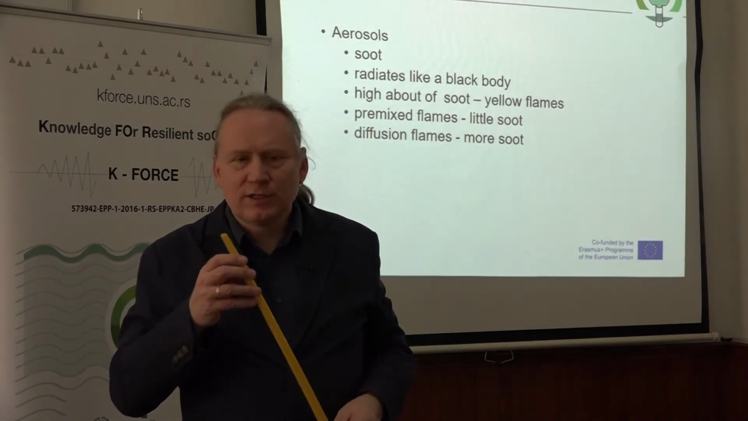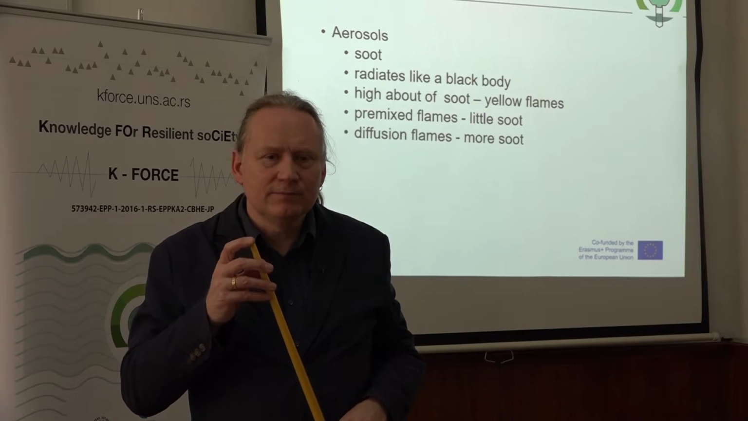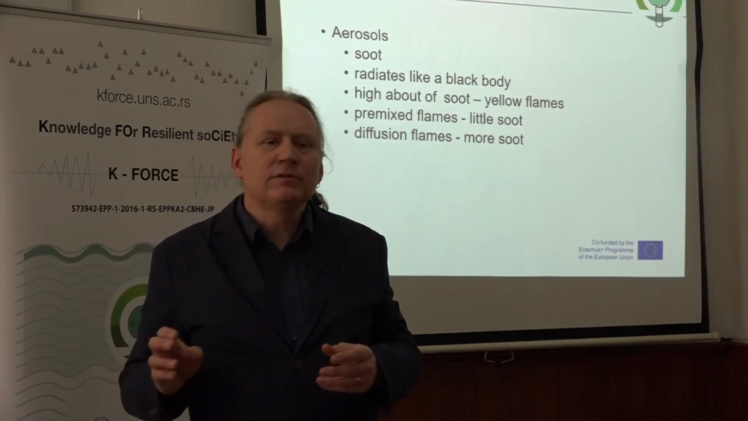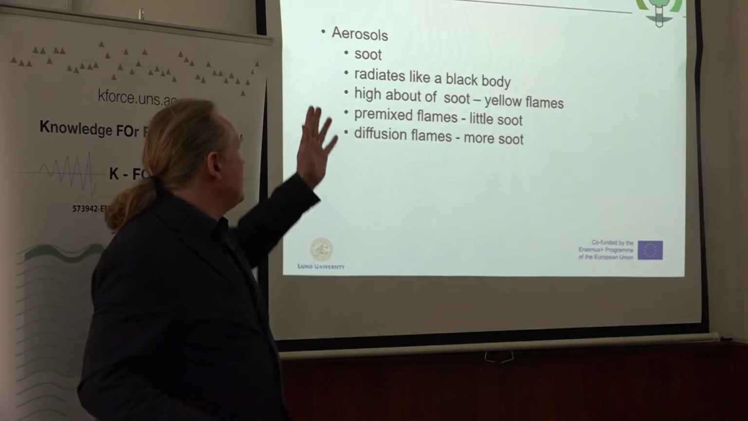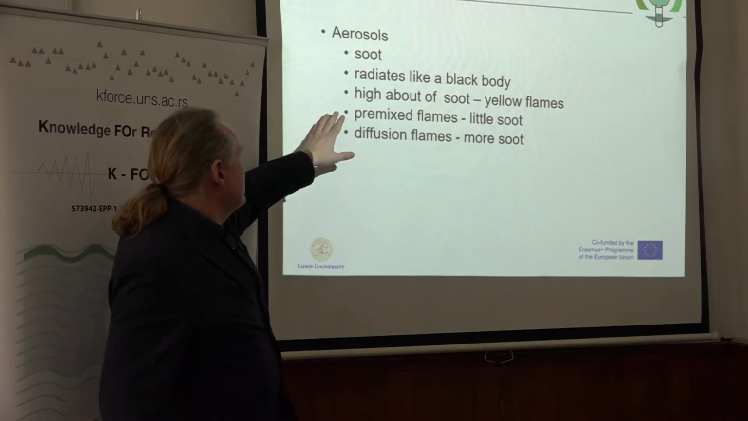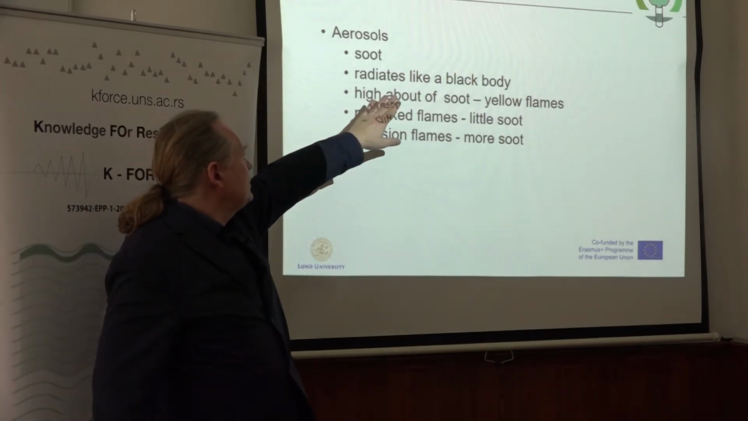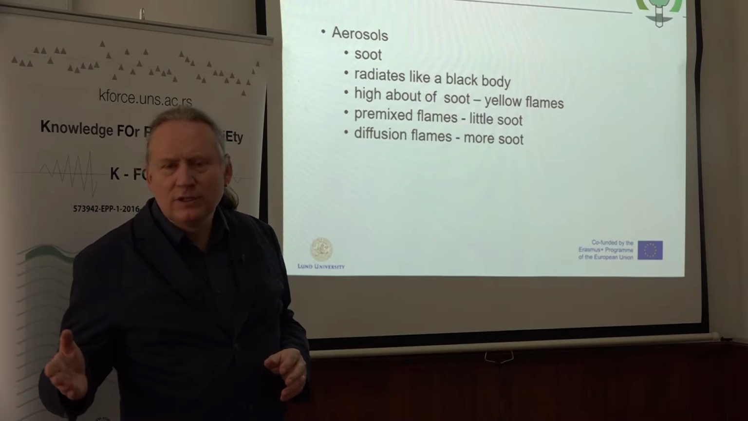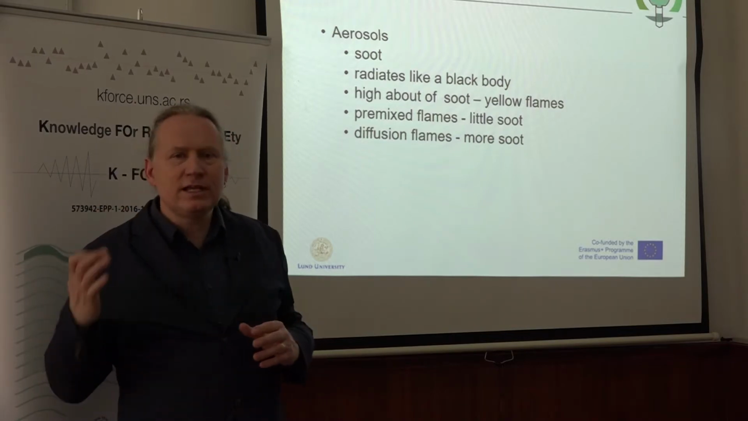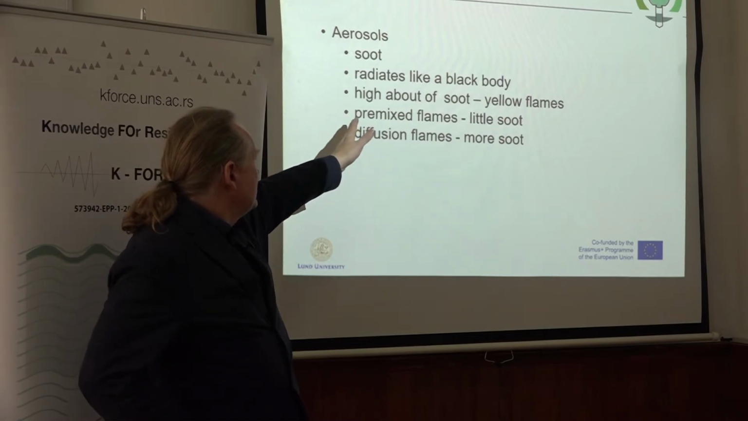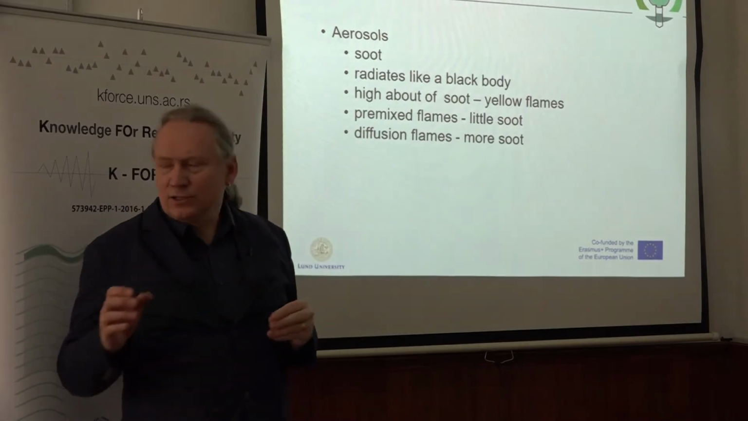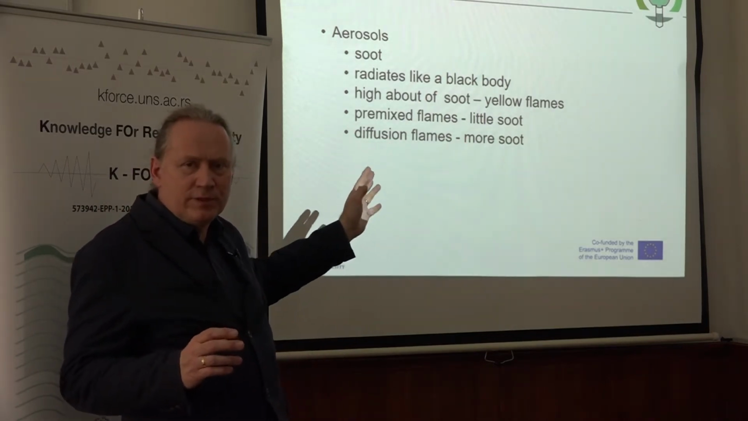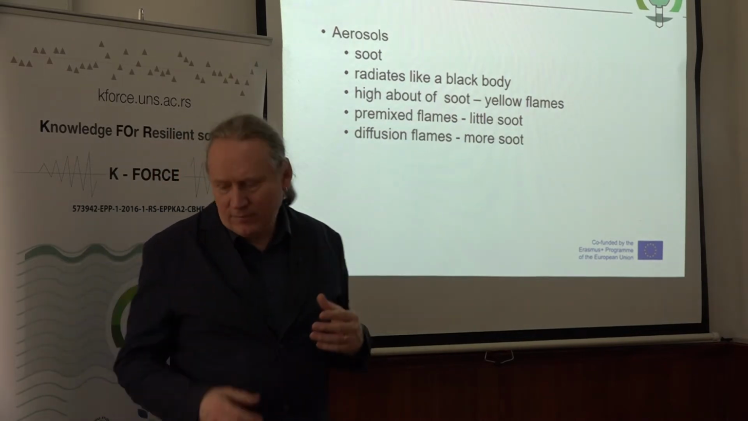So the soot consists of carbon, and one feature of this is that the soot is hot, and it radiates like a black body. If you have a high amount of soot, you will get yellow flames. We saw that when I had the light on before, this yellow flame, which is typically the radiation from the soot. And as I said, if you have a premixed flame, you get little soot, you get a blue flame. But if you have a diffusion flame or a non-premixed flame, you get more soot, you get this yellow flame.